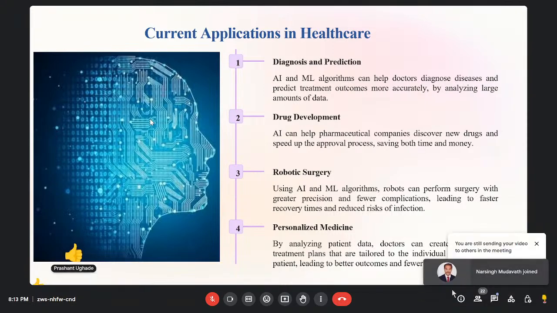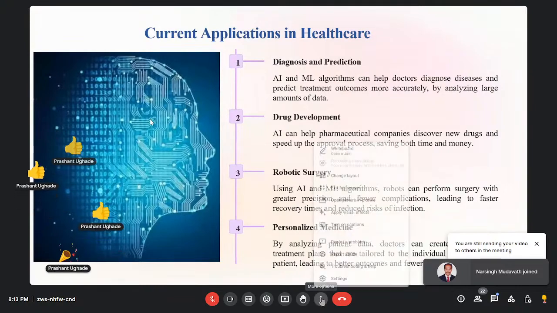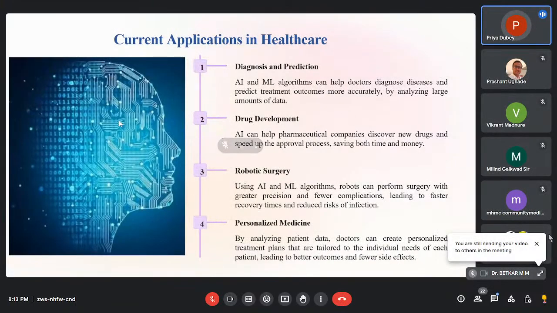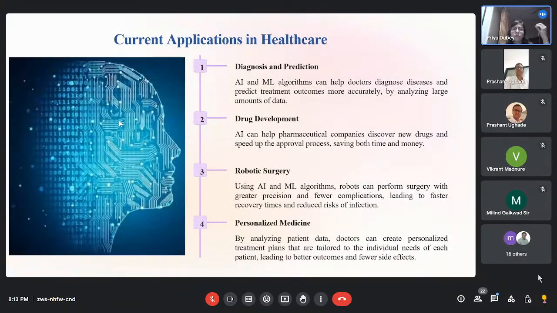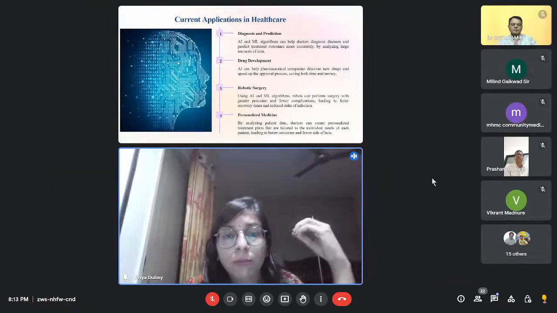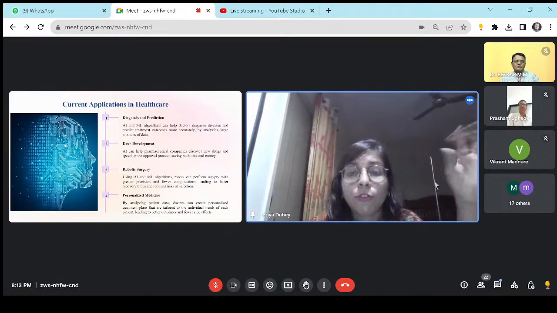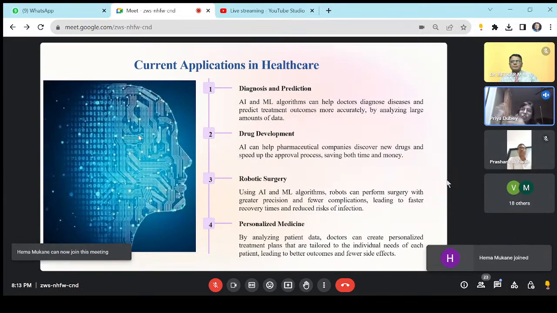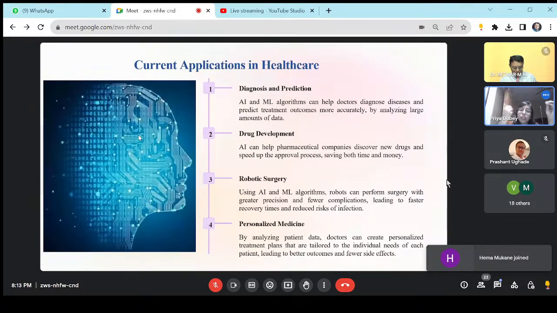The AI can help the pharmaceutical companies to discover new drugs and speed up the drug approval process, because training the machine learning algorithm requires very less time as compared to computation by a human, and therefore drug development becomes easier because that particular model can be trained on so many existing data sets, and it can help to discover new drugs.